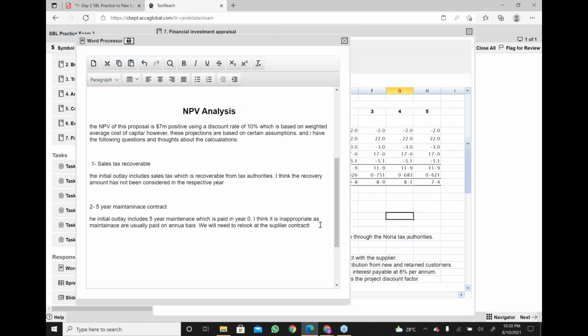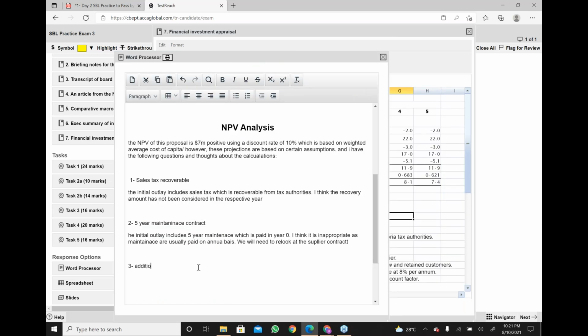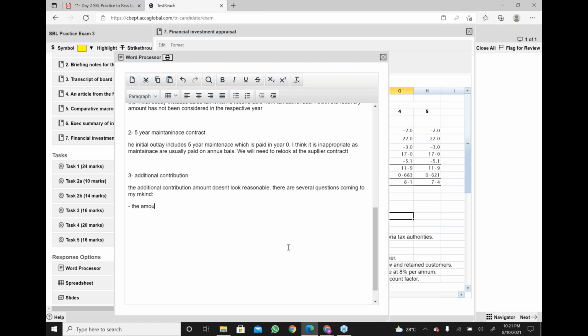So the third point is, what is it called? Additional contribution. The additional contribution amount doesn't look reasonable. There are several questions coming to my mind. For example, the amount is fixed/constant throughout the 5 years. This seems highly unrealistic.